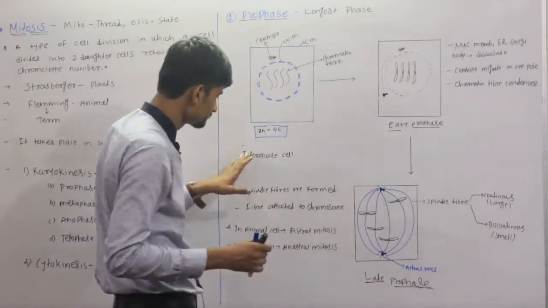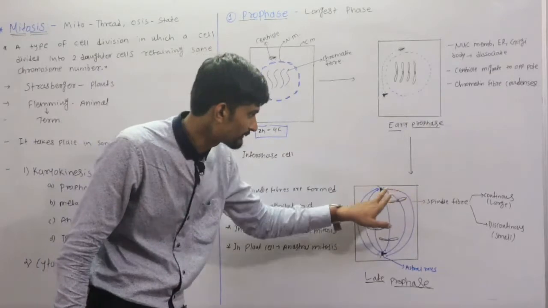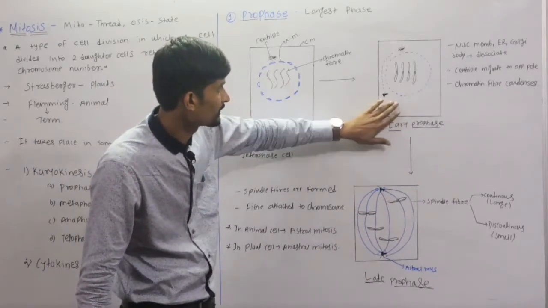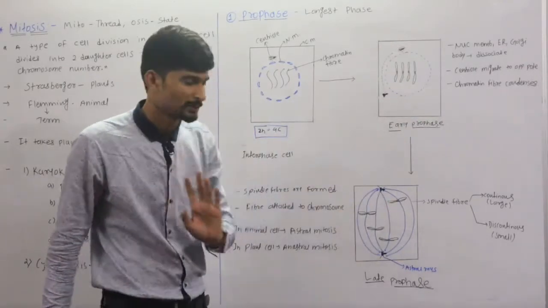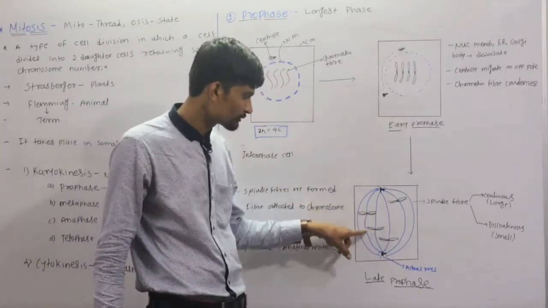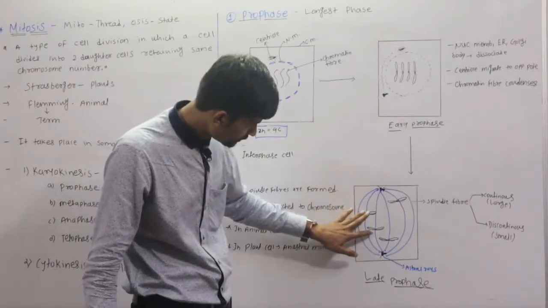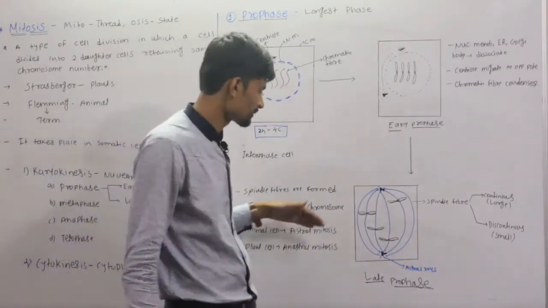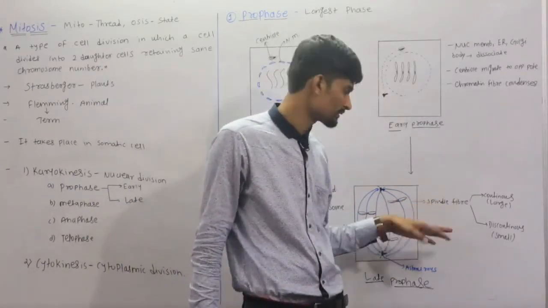So now we will see. Spindle fibers are formed in this late prophase, because in the early prophase there are no spindle fibers. Here we have the spindle fibers appearing. Next point, fibers get attached to the chromosomes. Here I am showing the fibers getting attached to the chromosomes. And another important point, but we will first see the spindle fiber, then the difference in animal and plant cells.